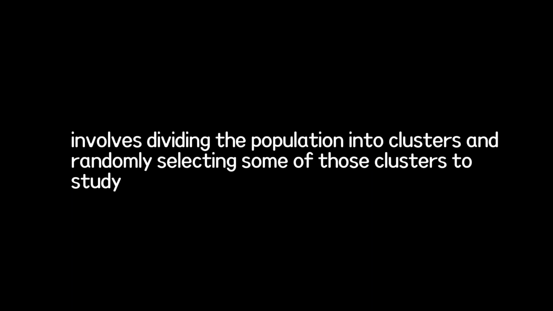Exactly. Now, we talked about some general sampling techniques earlier. Are there any other specific sampling methods we should be aware of? Sure. Cluster sampling, which we mentioned earlier, involves dividing the population into clusters and randomly selecting some of those clusters to study. Systematic sampling involves selecting every nth element from a list. For example, you might choose every 10th person on a customer list. So different ways to get a representative sample.